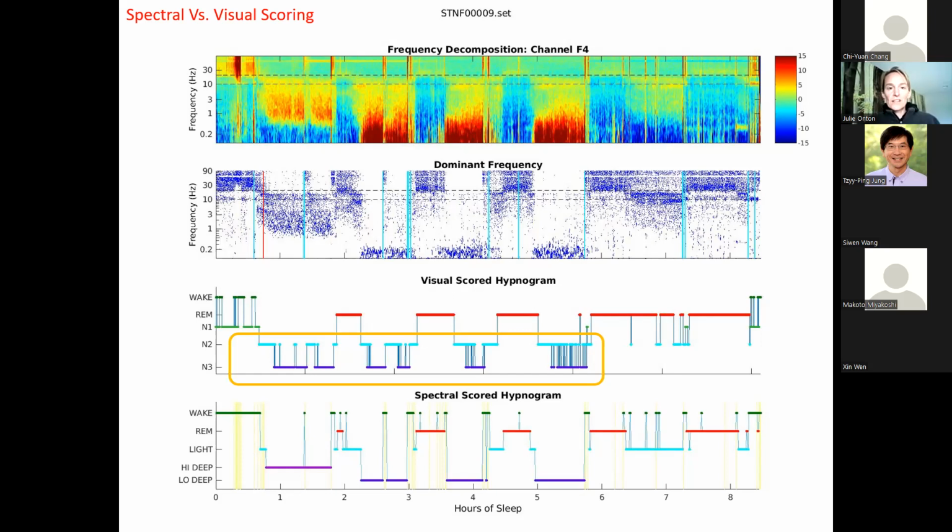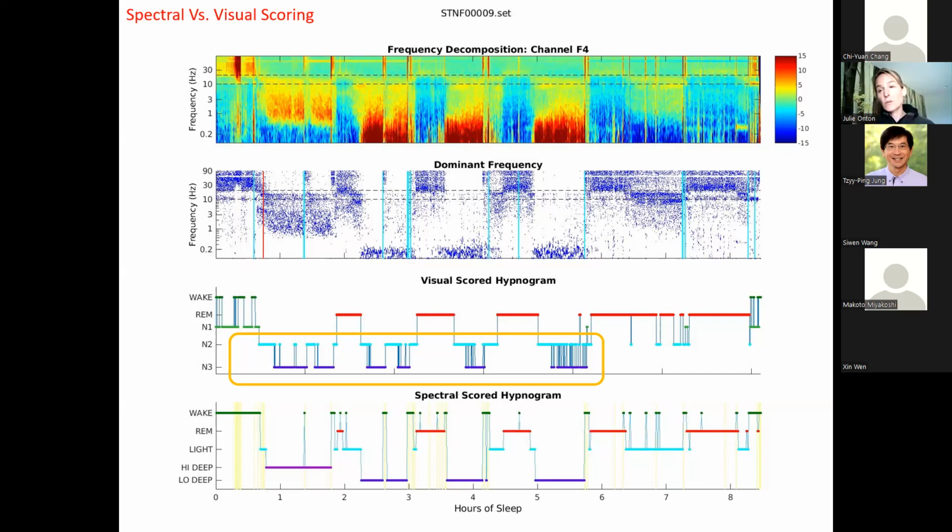So when you're looking at 30 seconds, you might have to score it as light sleep, even though when you look at it as a full whole night spectrogram and you're smoothing over those 30-second epochs, you can see that it really should be contiguous, I think, that they're pretty solidly in deep sleep in these cycles. But there's going to be a lot of differences between spectral scoring and visual scoring.